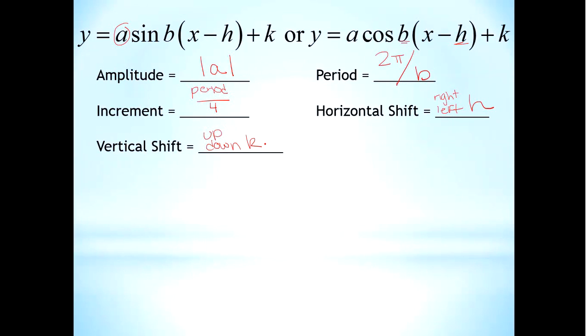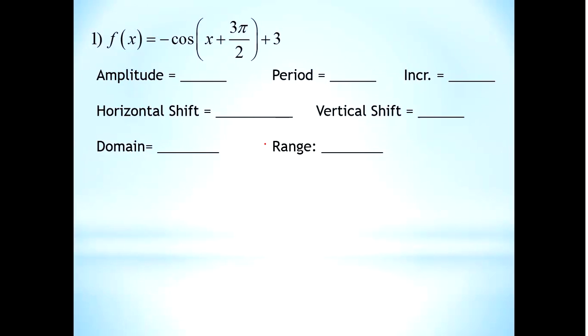And remember, a horizontal shift does go opposite of what you think. So if it's a minus in the middle, you get a plus, or you're going to go to the right. If it's a plus in the middle there, in the parentheses, you're going to go to the left. So always remember, that one's backwards from what we normally think. So let's try our first example here.